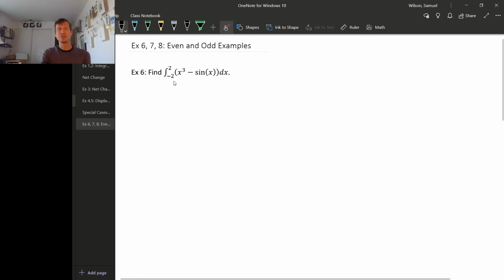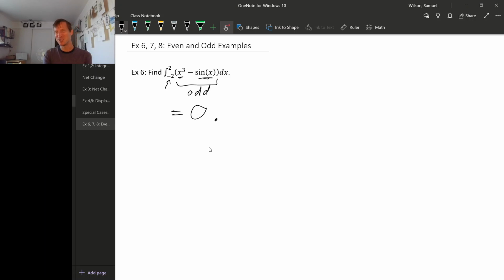All right, how about this integral from minus 2 to plus 2 of x cubed minus sine of x? Well, x cubed, that's an odd function. And sine of x, that's also an odd function. And if you add two odd functions, you get an odd function. So this integrand is an odd function, and we're integrating over one of these intervals that goes from minus a number to plus a number. So this integral, it's 0.